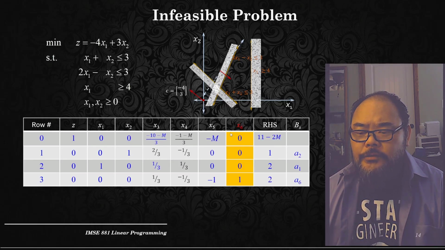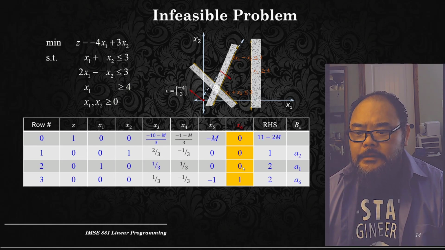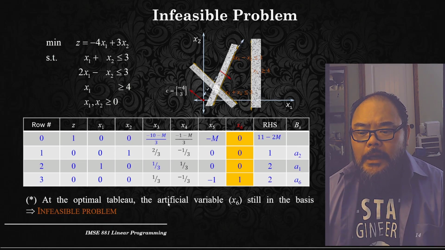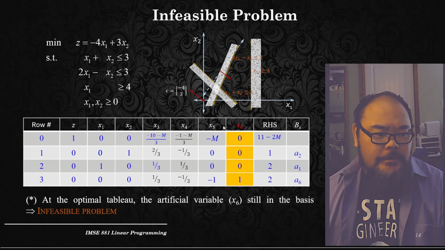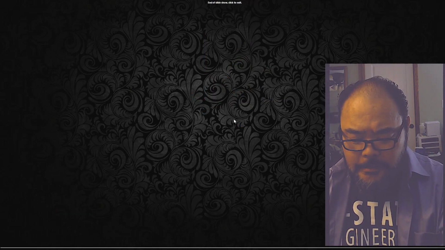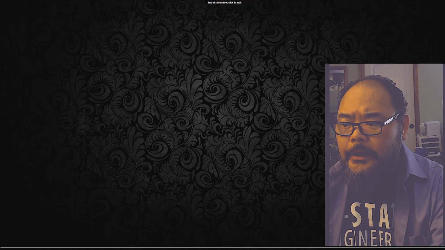However, the artificial variable x6, corresponding to the third constraint, is still in the basis, and this is a situation identified: if the artificial variable at the optimal tableau still exists in the basis, then the problem is infeasible. So at the optimal tableau, the artificial variable x6 is still in the basis, and we can identify this situation as an infeasible solution. And this concludes the lecture 4 video. We'll see you in lecture 5.